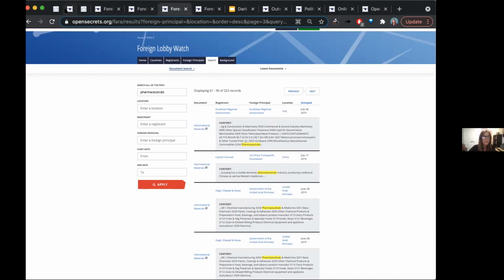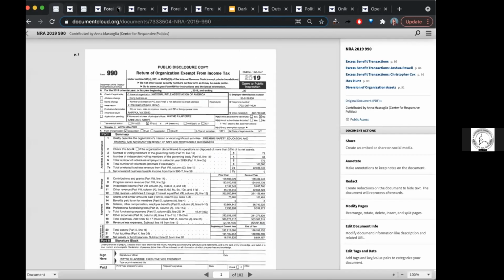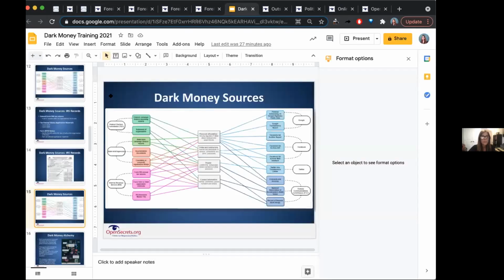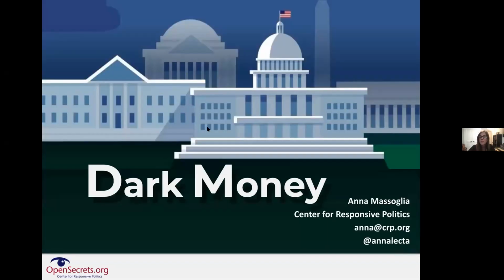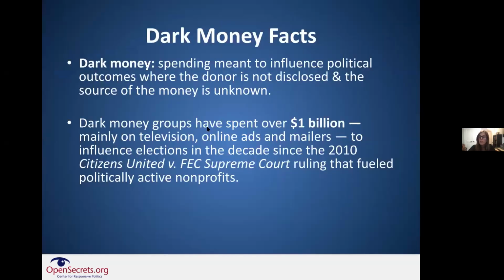Well, I'm gonna just very quickly run through dark money. Generally, I do this as a presentation on its own, so hopefully I can pretty quickly get through this. Dark money is basically what is not disclosed in the other filings. It's any type of spending where the source of the funding is unknown. This can be spending to influence elections or other types of political purposes. Dark money groups have reported spending over $1 billion on television ads, online ads, and mailers since Citizens United, and that's just what's in FEC filings.